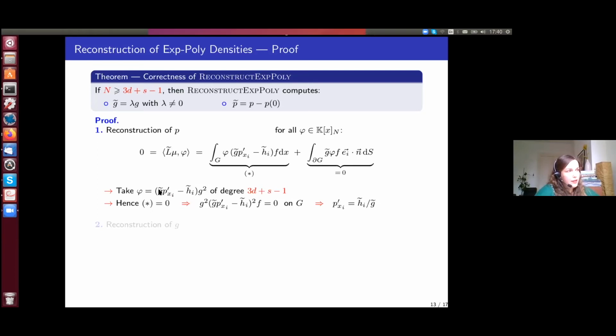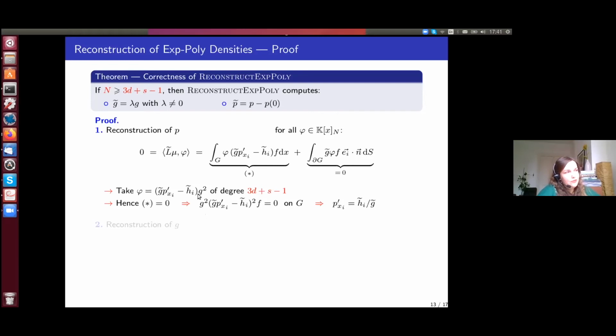And as I was telling Gleb, the magic is to take a test function in the form of g squared times this polynomial that we reconstructed. And this has indeed degree 3D plus s minus 1. And if you check here, this polynomial cancels on this term because g cancels on the boundary. And also in this formula, we got a square. So that's why we take this to be g tilde p prime minus h tilde, to be able to build here a square. And because the density is positive, we get this is 0 on G.